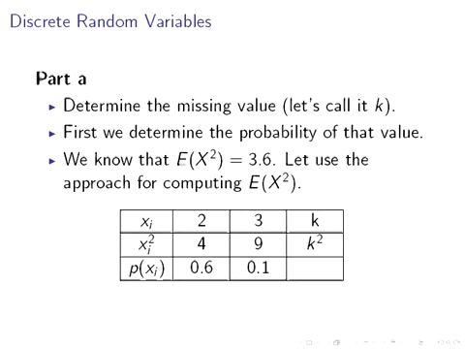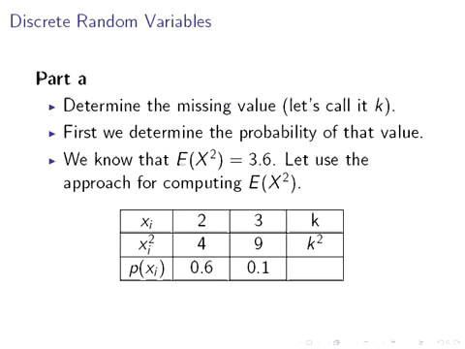To determine the missing value, let's call it k, we're going to determine the probability of that value. We know that the expected value of x squared is 3.6, so we're going to use the approach for computing the expected value of x squared to find what k is. We have three values, xi: 2, 3, and k. Now we're going to square those values, so we have 4, 9, and k squared. That's the second row of that table.